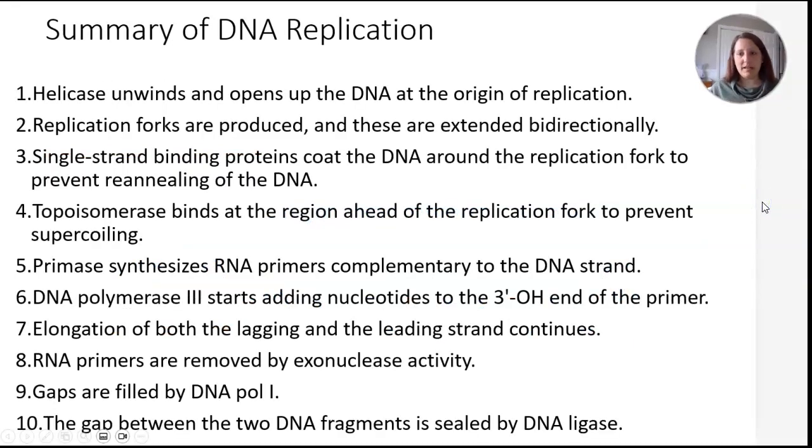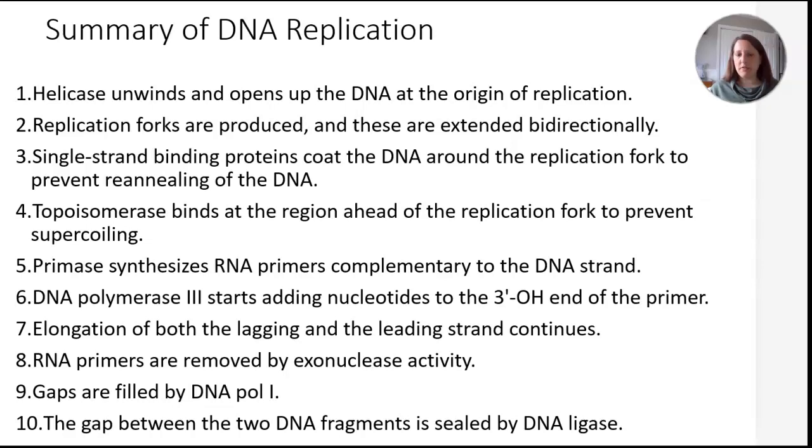On the next slide, this last one is just a nice summary of replication. Again, this is the list that you should go through once you feel comfortable. It has all the major players on it, all of the enzymes. So we've got helicase, which unwinds and unzips at that origin. Replication forks are produced. They're going to be extended bidirectionally. Single-stranded binding proteins come in and prevent the DNA from sticking back together or re-annealing. Topoisomerase makes sure that there is no supercoiling or tension on the DNA.